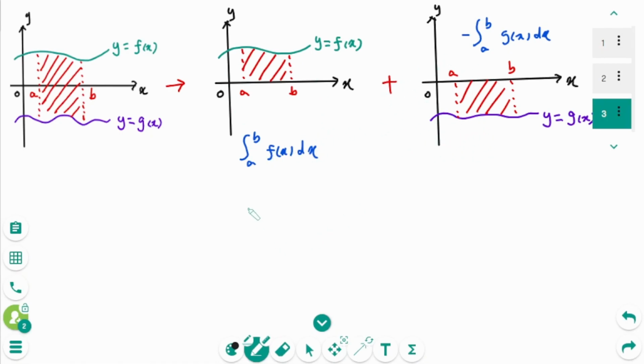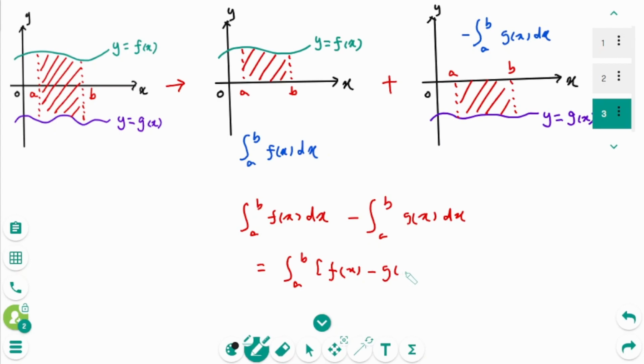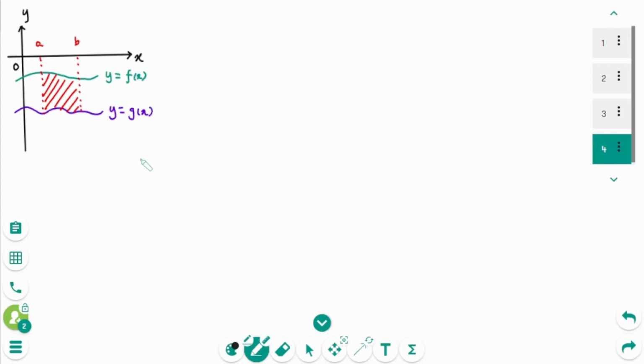That means the integral from a to b f of x dx minus the integral from a to b g of x dx. Then we can rewrite as the integral from a to b f of x minus g of x then dx. Think about the last situation. What if both graphs are below the x-axis?